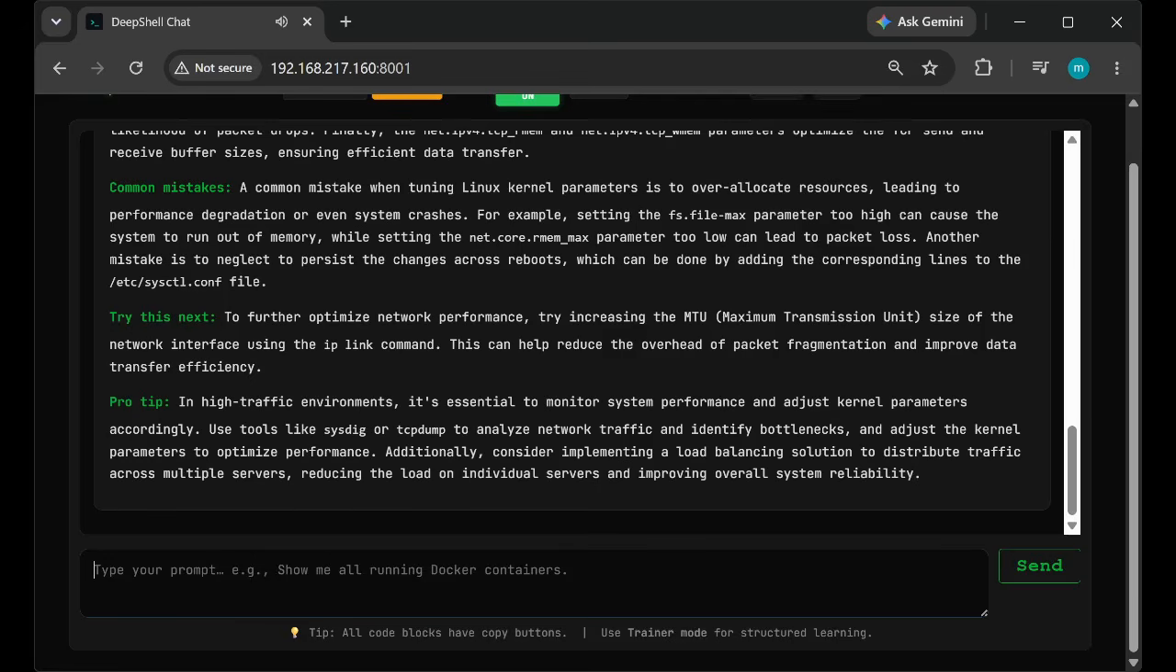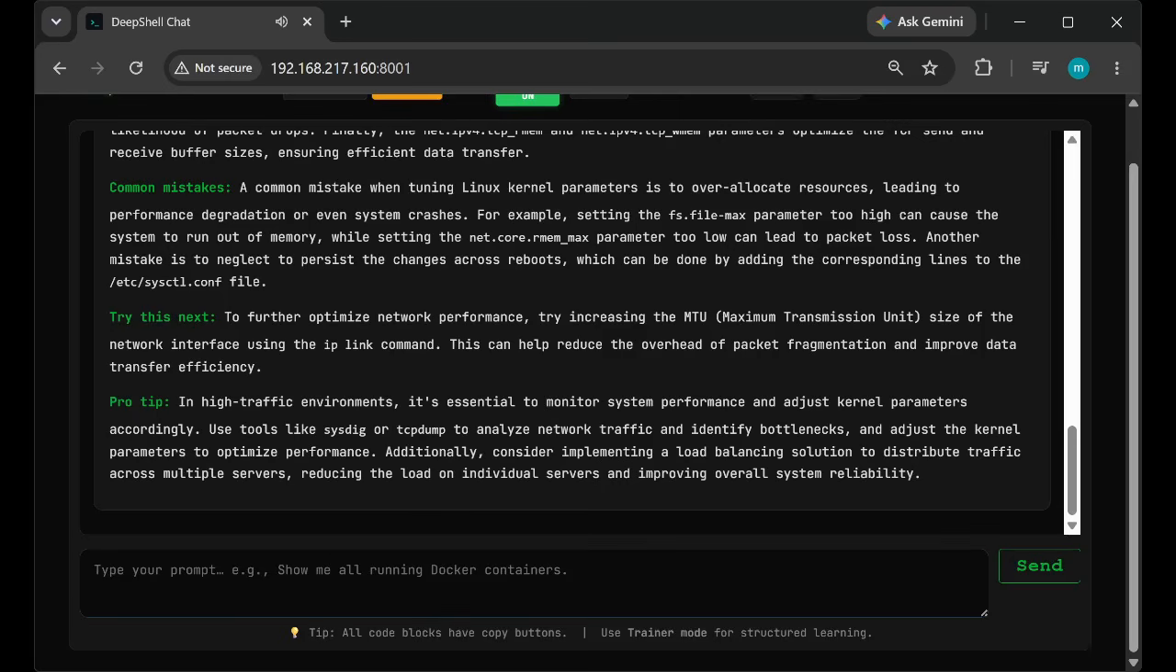Pro tip: in high-traffic environments, it's essential to monitor system performance and adjust kernel parameters accordingly. Use tools like sysdig or tcpdump to analyze network traffic and identify bottlenecks, and adjust the kernel parameters to optimize performance.